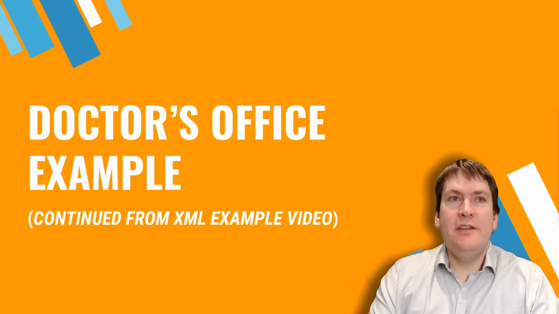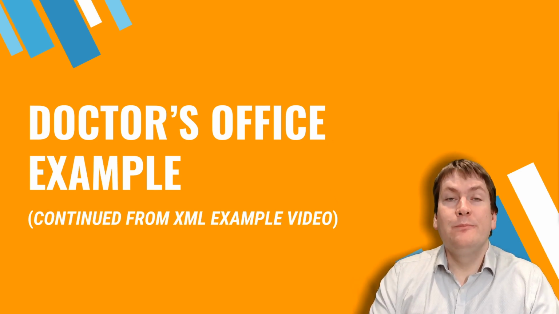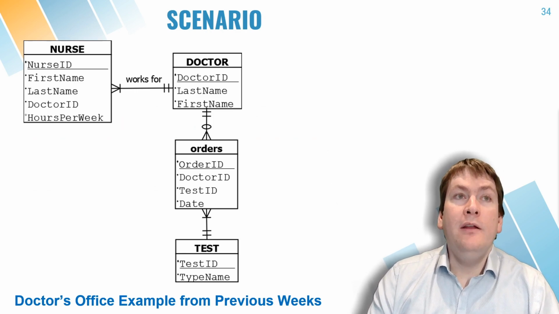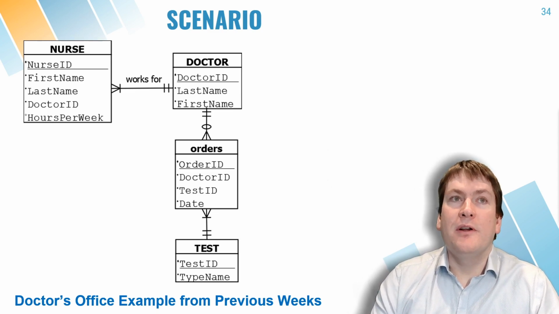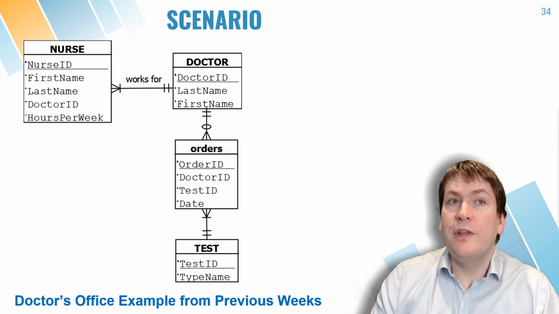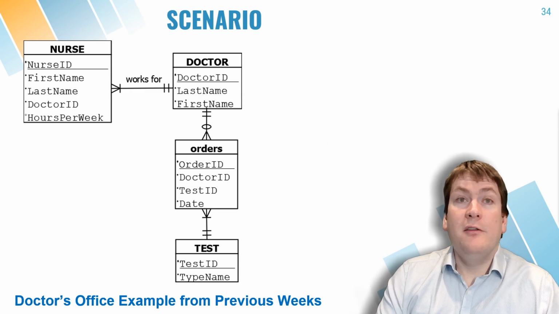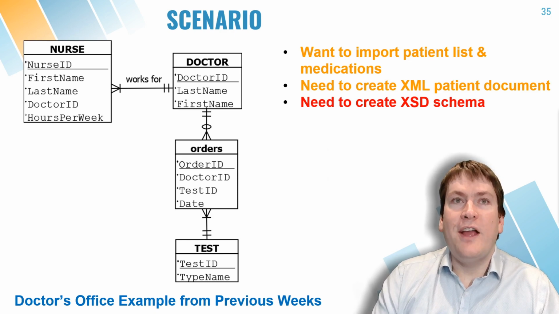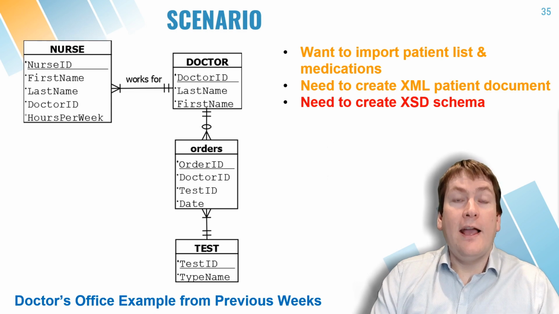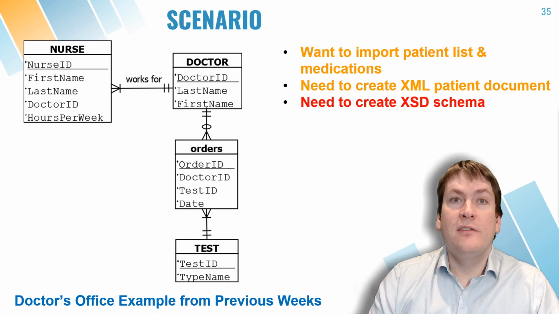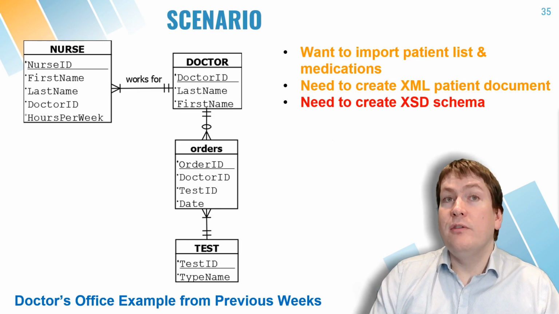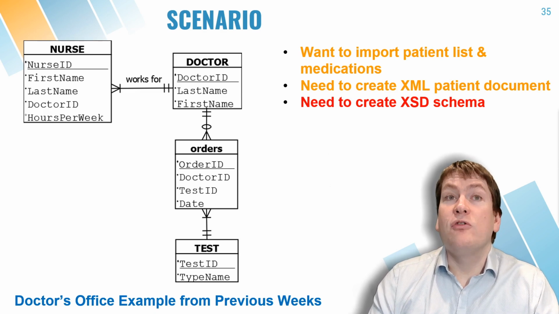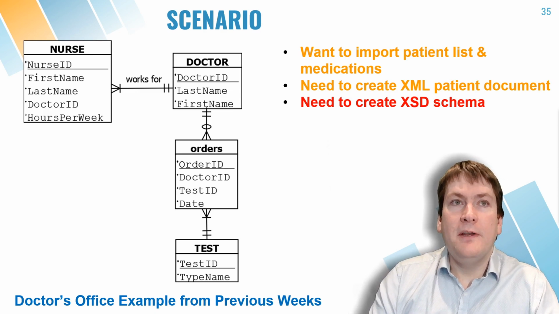So now we're going to get right back into that doctor's office example from the last video. So if you recall, that doctor's office example is the one we've been building on for a few weeks. This is a case where we have a database where nurses are assigned to doctors, as in they work for that doctor, and doctors can order tests. In the last video, we worked on the case where we're going to be importing some patient lists into our database, and we first created a XML document to store those patients and their medication list. So in this video, the next step is going to be to create an XML schema that defines the structure of that XML document that we made in the last video.